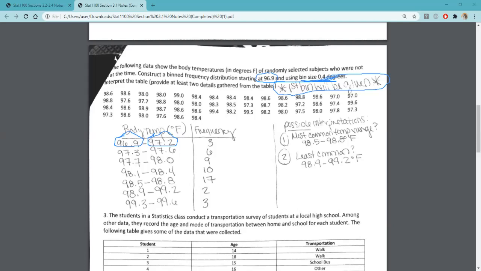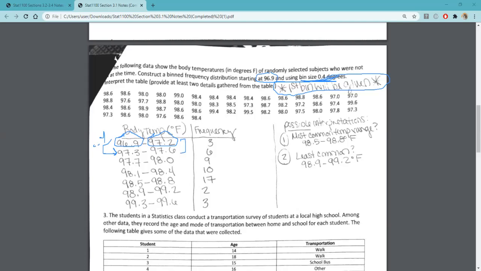Where one ends, our next one starts at 1 unit higher. So if we're talking bin size in tenths of a degree, then it will be 1/10 of a degree higher. If we're talking by ages of 10, then it would be the next one up. So notice here, 96.9 to 97.3, we have a bin width of 0.4, and the same over here as well.